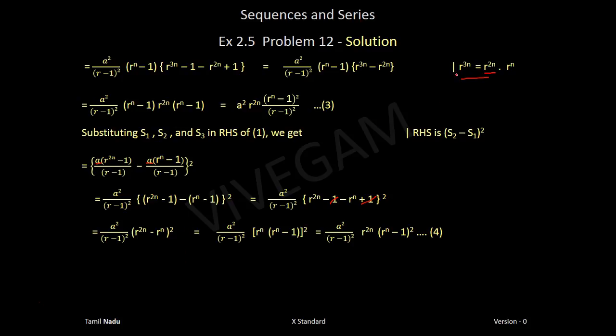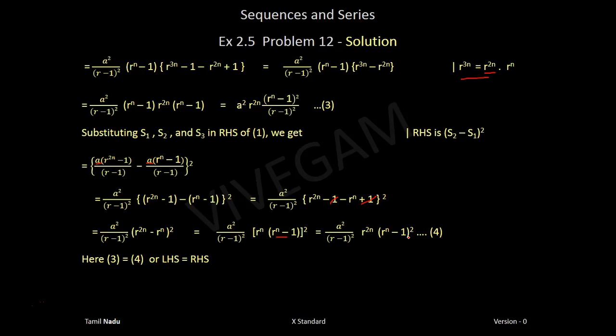Again, using the same principle, r to the power of 2n is r to the power of n into r to the power of n, right? So between these two, you can take r to the power of n commonly out. So what are we doing? We are taking r to the power of n commonly out. So what is left will be r to the power of n minus 1 the whole square. So this you can bring it out. When you bring it out, this will become r to the power of 2n, right? Because this is whole square. So a square into r to the power of 2n divided by r minus 1 the whole square. And this part will be left inside r to the power of n minus 1 the whole square.